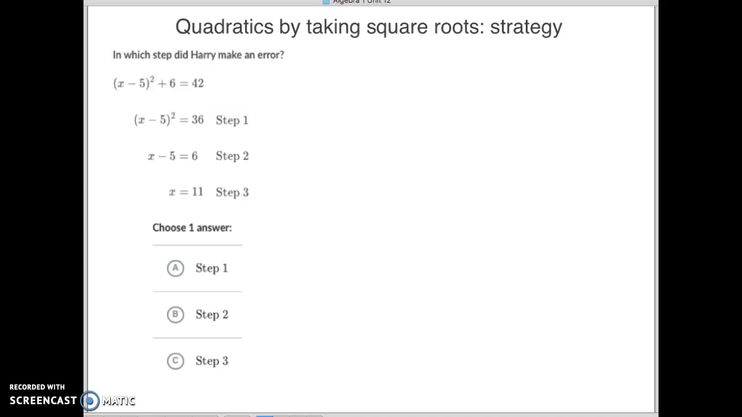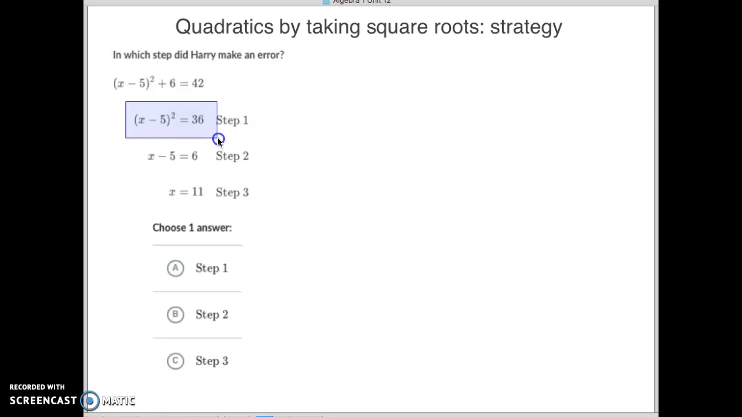Looks complicated, but it's not that bad. It's basically that we're looking for where they made their error in the first one here. What would be the first step you'd want to do? From both sides, you want to get rid of the 6. How do you do that? You subtract 6 from both sides. Subtracting 6 cancels it from this side, and subtracting 6 from 42 equals 36. So step 1 looks good.